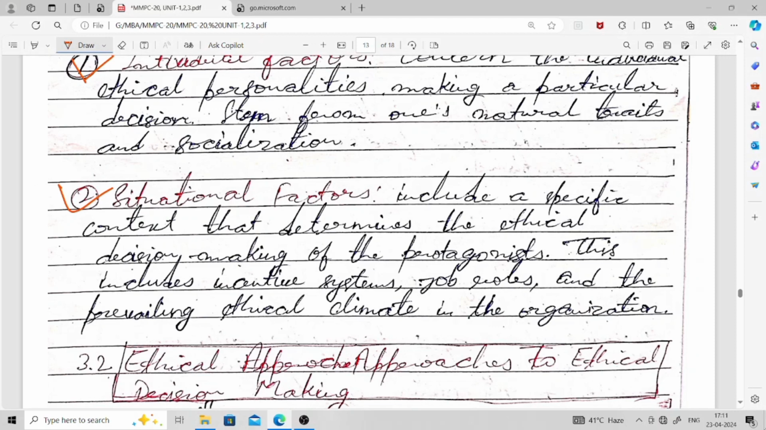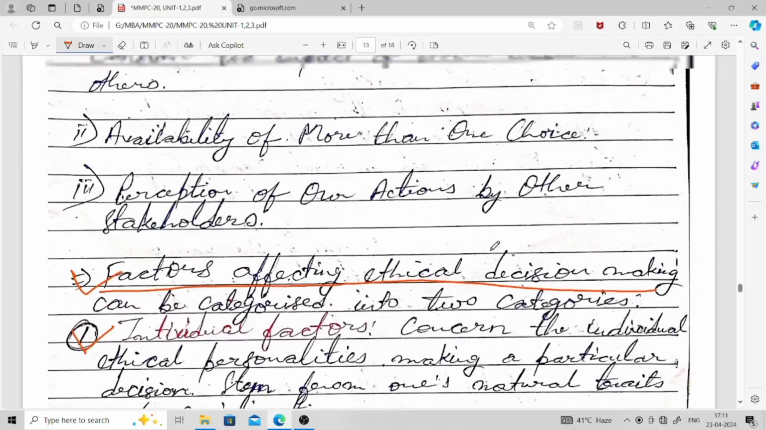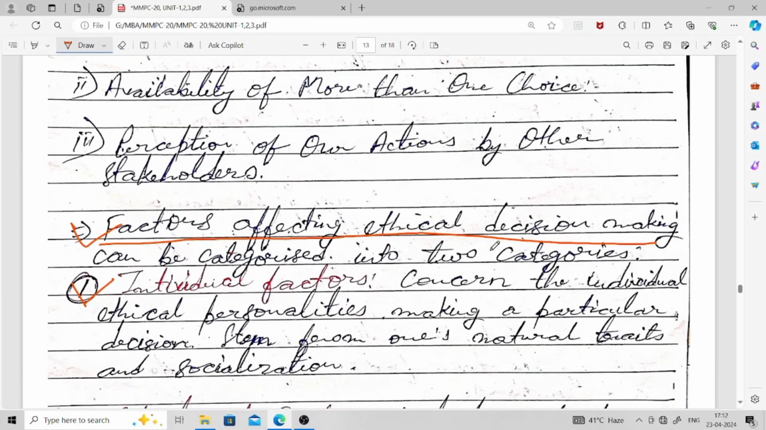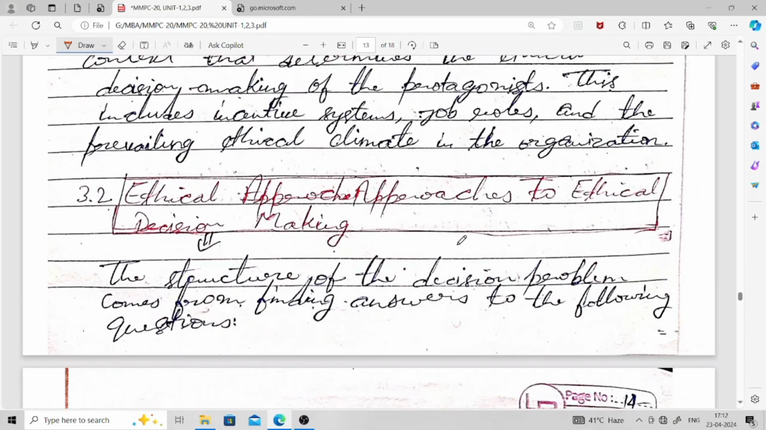First is the individual factor which affects ethical decision making, and second is the situational factor which affects ethical decision making. Then the next point given is ethical approaches to ethical decision making.